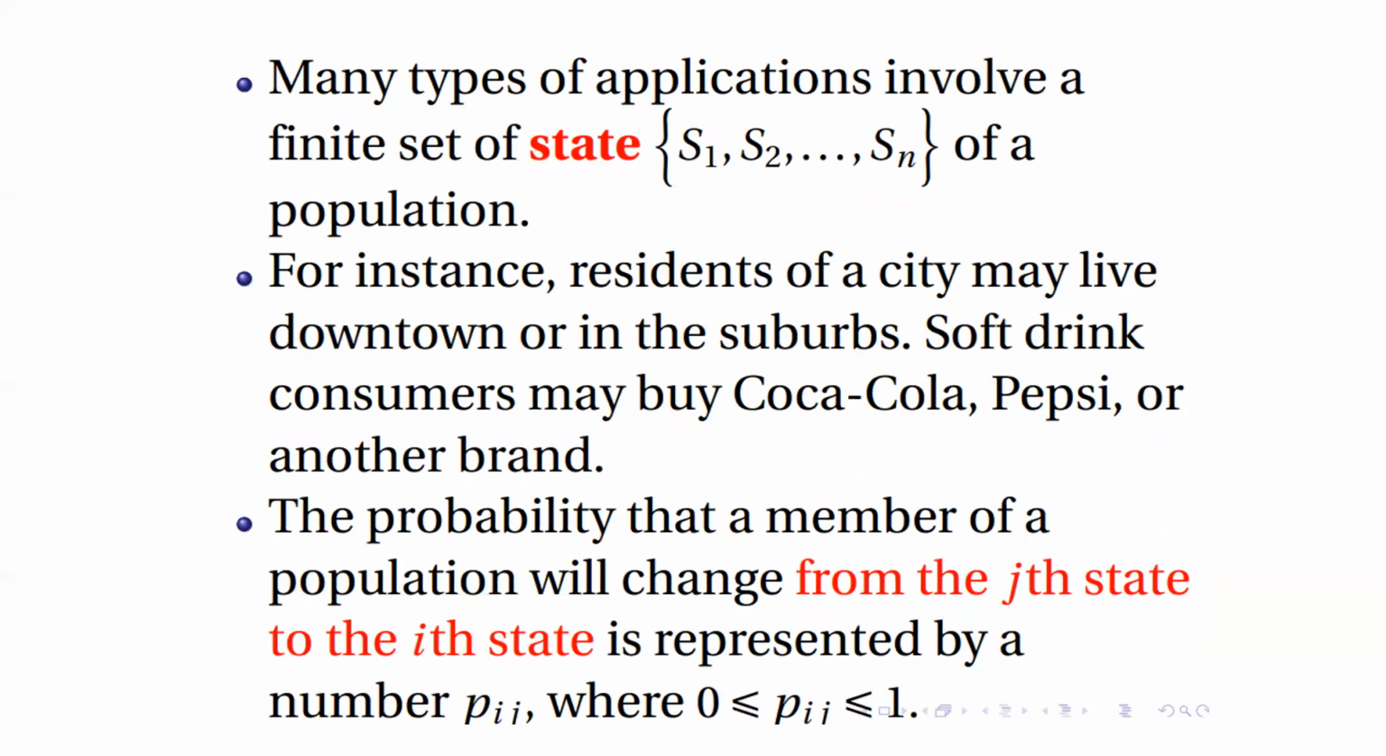There are many types of applications involving a finite set of states S1 to Sn of a population. For instance, the residents of a city may live downtown or in the suburbs. Consumers may buy Coke, Pepsi, or other brands. The probability that a member of our population will change from the j-th state to the i-th state is represented by a number pij, where pij is from 0 to 1.